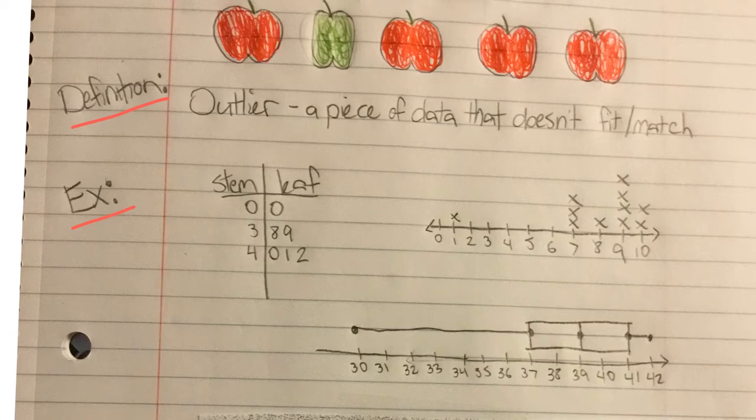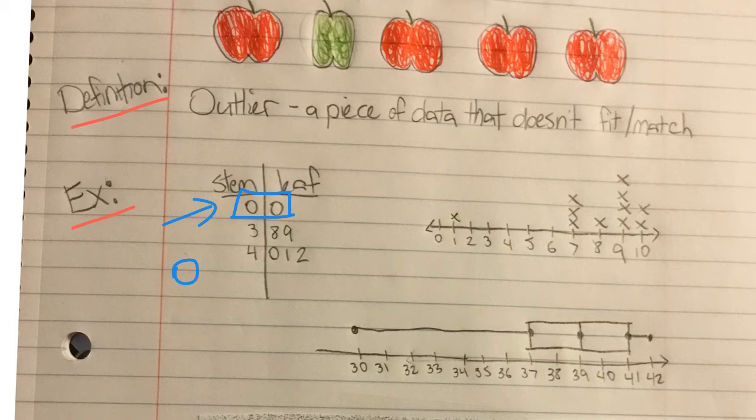Now, in our stem and leaf here, we go from the number 0 to 38, 39, 40, 41, 42. So it seems very obvious that we make a huge jump from 0 all the way up to the 30s. So our one number here that would be our outlier is the number 0. It doesn't really fit the other numbers.